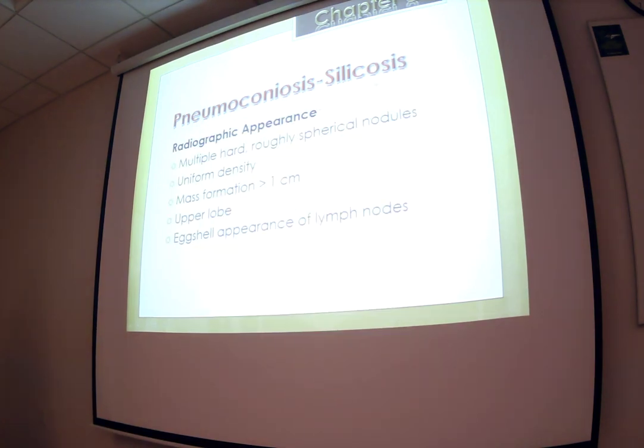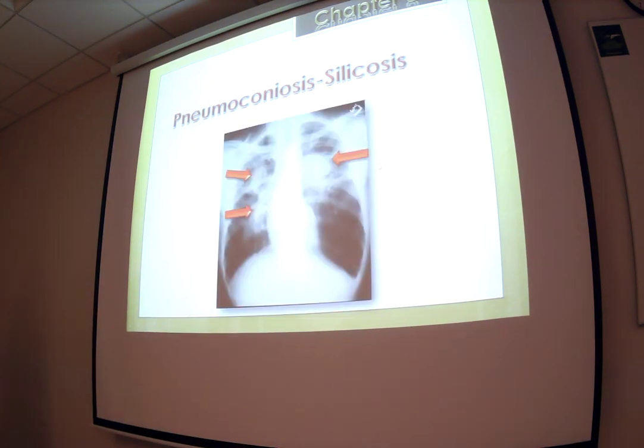So radiographically, you're going to see some spherical nodules that look like they're very hard. They look like marbles almost, if you will. They will be of a uniform density. Mass formation is typically considered greater than 1 centimeter. They will tend to be up in the upper lobe. And it will give an eggshell appearance to the lymph nodes. Here, there's a uniform density.